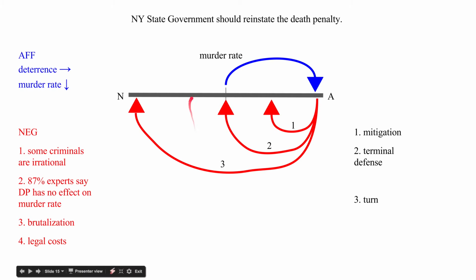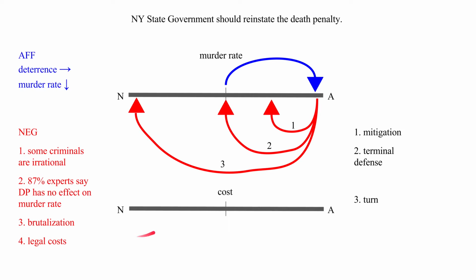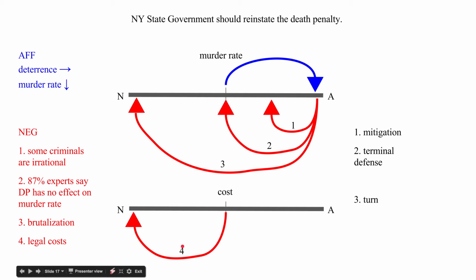And because it's not a response, we cannot put it on this axis because remember, the title of the axis is the murder rate, and legal costs have nothing to do with the murder rate. So what we're going to have to do is draw an entirely new axis, and we're going to title that axis cost. And of course, just like with any other axis, we always start here in the middle, and once the negative makes its arguments about cost, it's going to draw an arrow that's going to push the argument toward the left, toward the negative side. And we're going to say that this arrow is number 4.